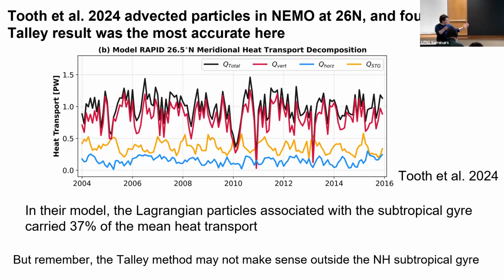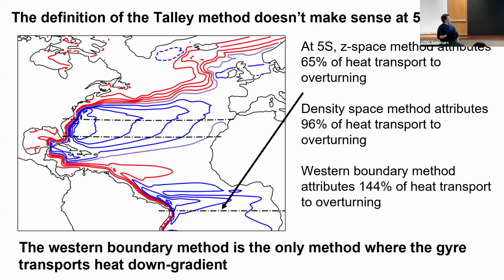the Talley method, she herself, who wrote the paper in 2003, only applies it in these subtropical gyre situations. And so probably it's not a general method where you can always find the heat transport by the gyre everywhere. It depends on whether you're in the subpolar gyre, the subtropical gyre, or the tropical gyre. So at 5 South, it doesn't really make sense to use the Talley method.